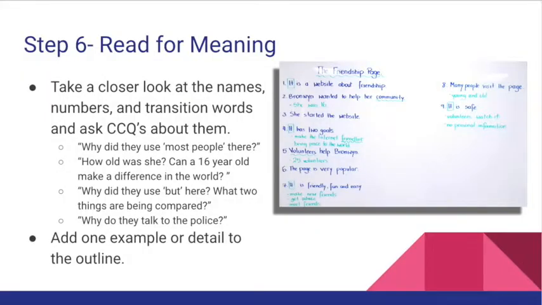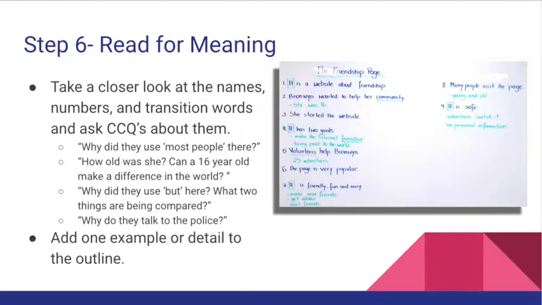Step 6 is reading for meaning. This is when you should read slowly and carefully. It is an opportunity to ask CCQs about determiners like most and a few, transition words, and time order words.